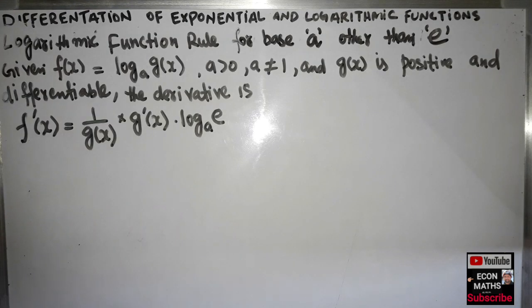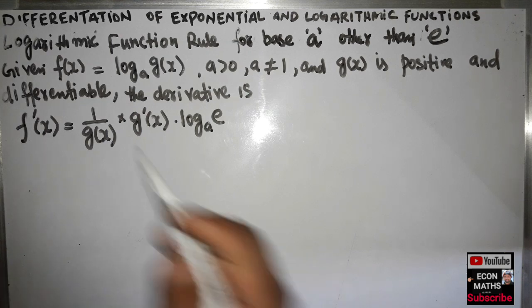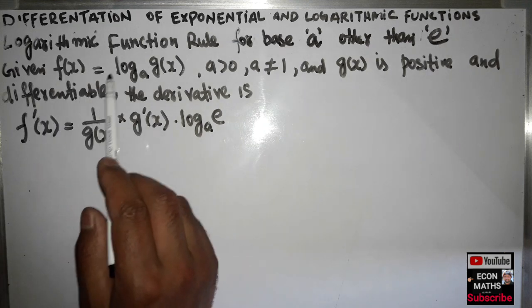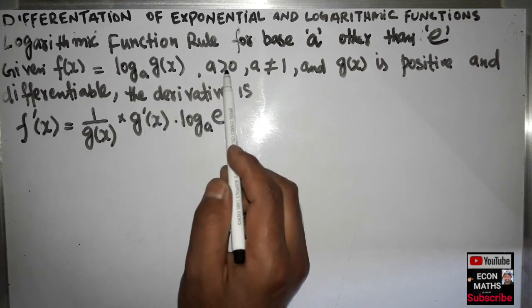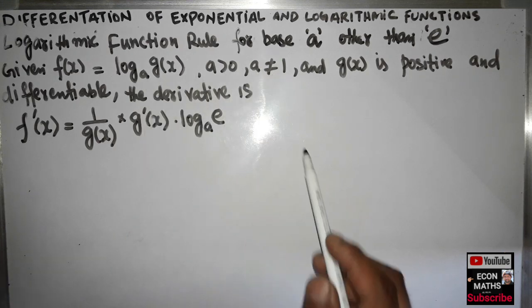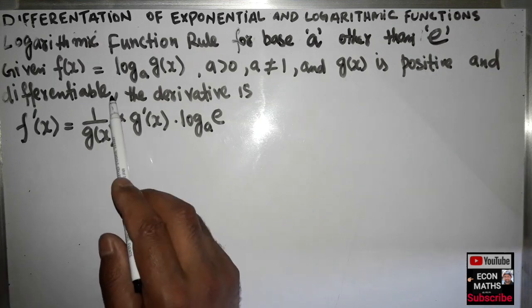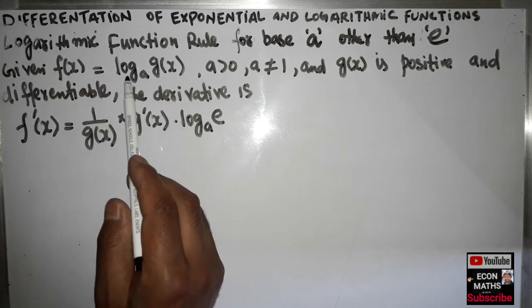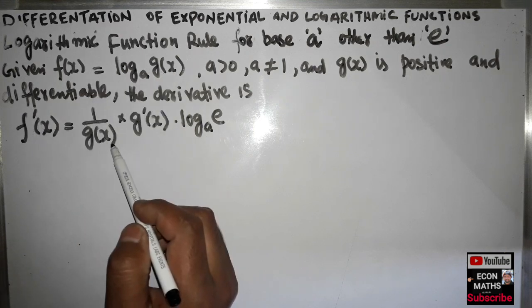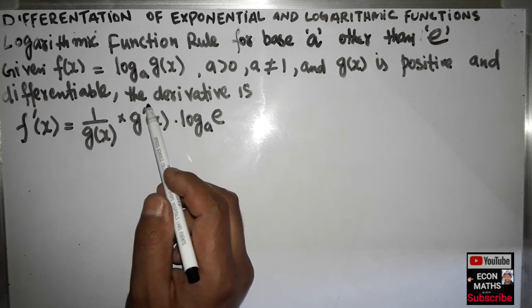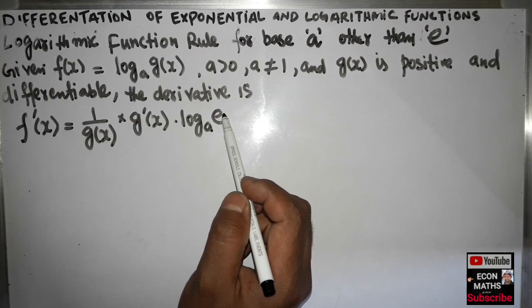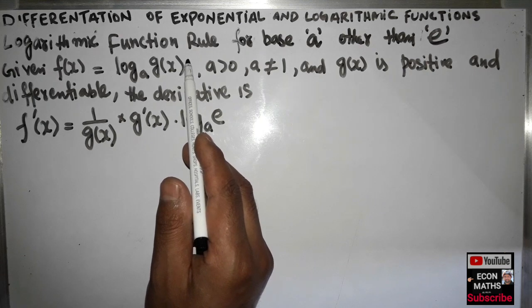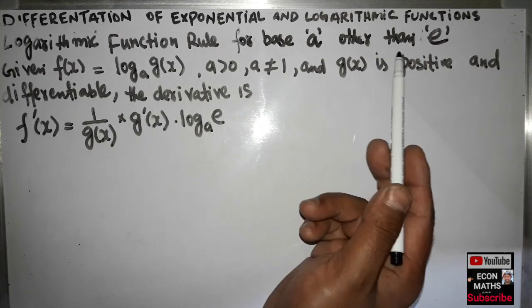Now the other rule for differentiation of exponential and logarithm functions is the logarithm function rule for base a other than e. That is, given f of x is equal to log of g of x with base a, where a is greater than 0 and a is not equal to 1, and g of x is positive and differentiable, the derivative is f dash x is equal to 1 over g of x times the derivative of the denominator into log of e to the base a. This is the derivative of the logarithm function where the base is a other than e.